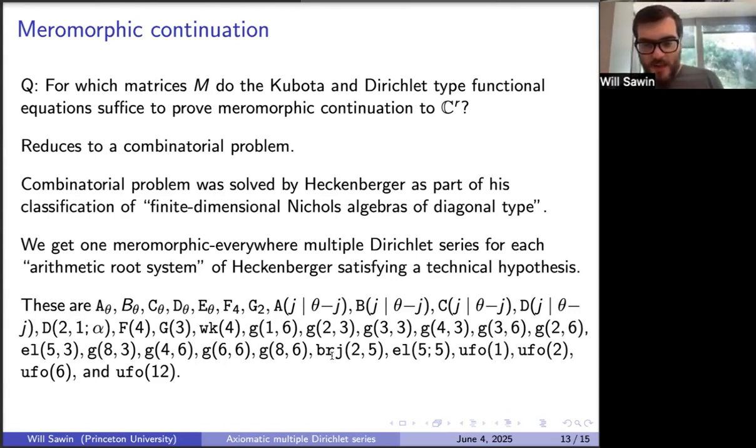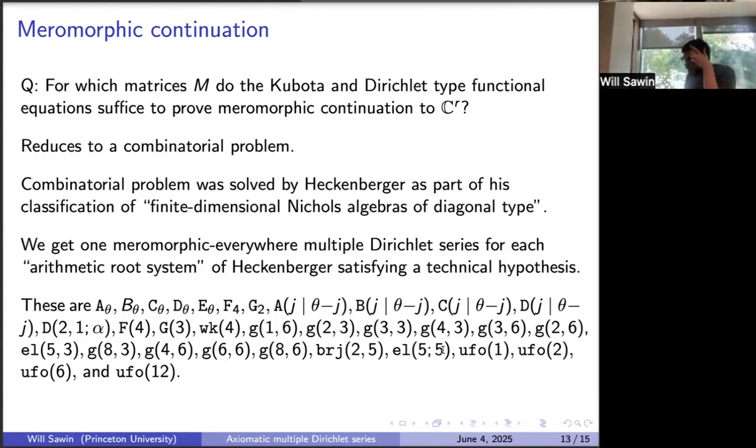And then the next examples are mostly about Lie algebras in characteristic p. There are simple Lie algebras in characteristic p that don't lift to characteristic 0, and simple super Lie algebras in characteristic p that don't lift to characteristic 0. Those have a notion of root system, and it turns out they also often correspond to multiple Dirichlet series. The WK is in characteristic 2. A bunch of the G's are in characteristic 3. I think G26 is the one that corresponds to Brubaker. Then the ones with a 5 at the end are in characteristic 5. That's BRJ25, and there's EL55.